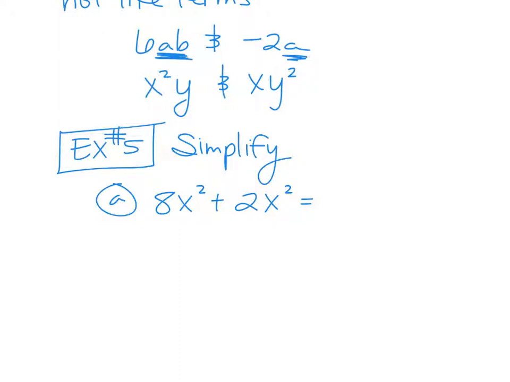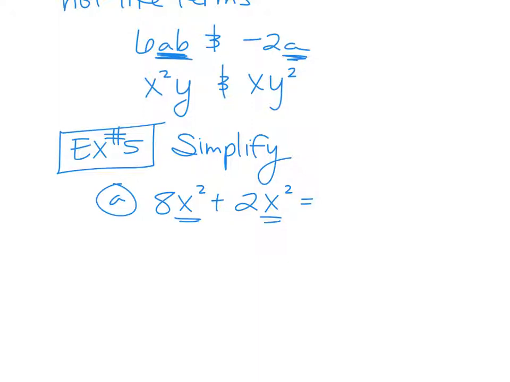10 apples, right? Your apples didn't change. Your apples were still apples. So 8x squared plus 2x squared is 10x squared. You don't make it x to the 4th. Did you hear me on that? Don't make it x to the fourth, okay? This is like apples. You leave it as apples.